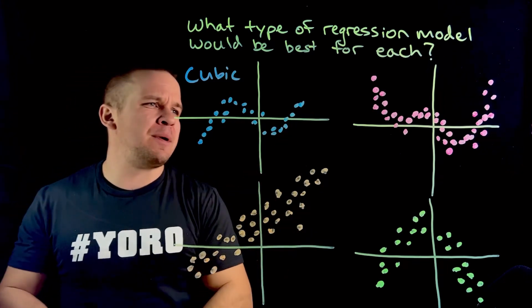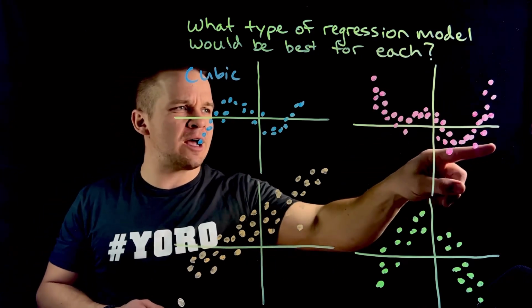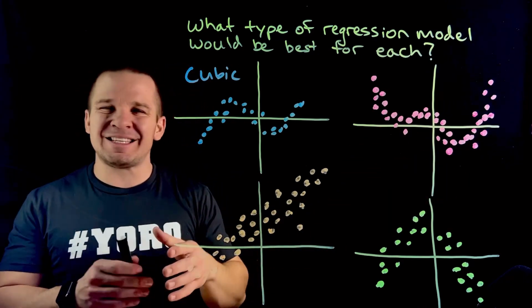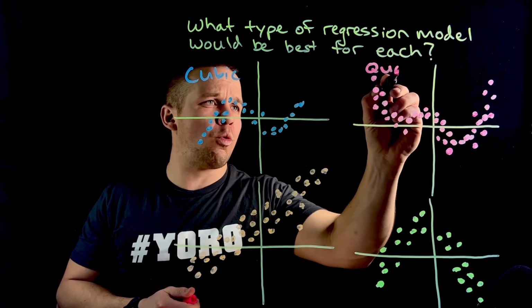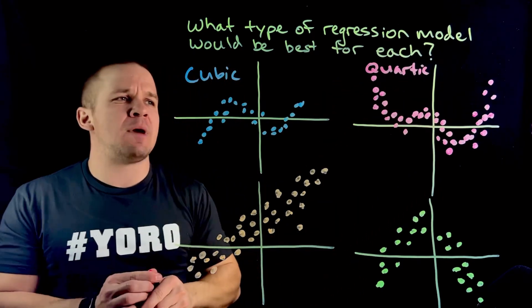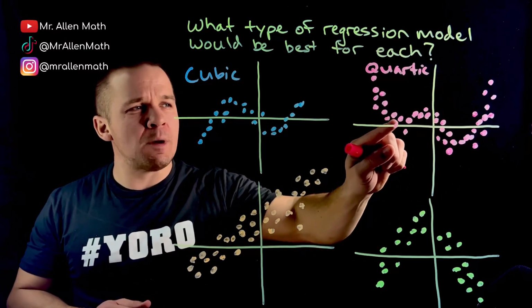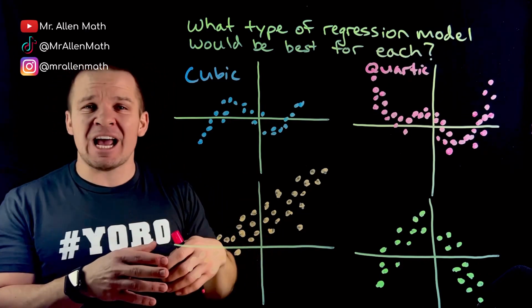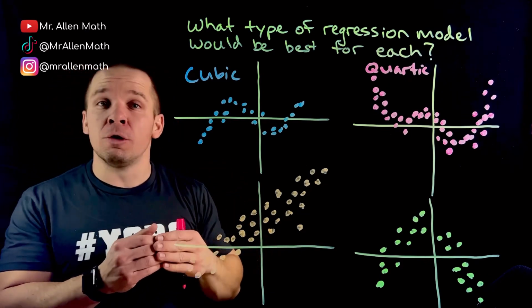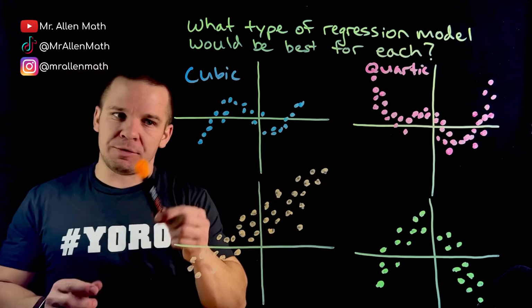Next one up, let's go to the one in the pink there. It looks like kind of a W-ish shape. Yeah, some stragglers and things like that down there. But overall, I'd say our best bet for this one is going to be a quartic regression model. Perhaps even a quadratic could work here, but because of that little bend up, I'm gonna say a quartic is likely going to be a little bit better and have that R squared value closer to 1.